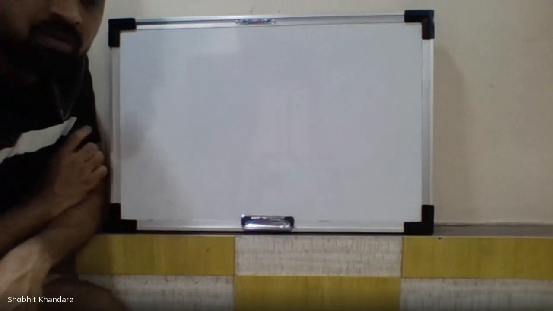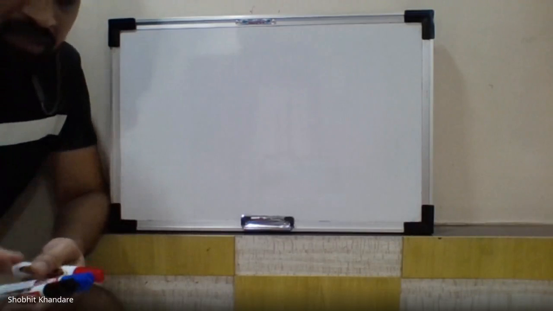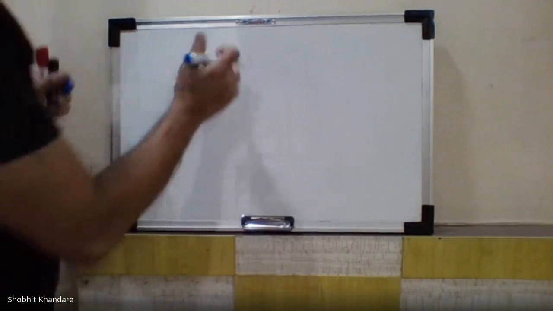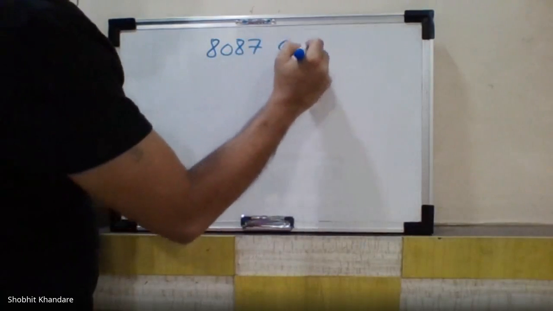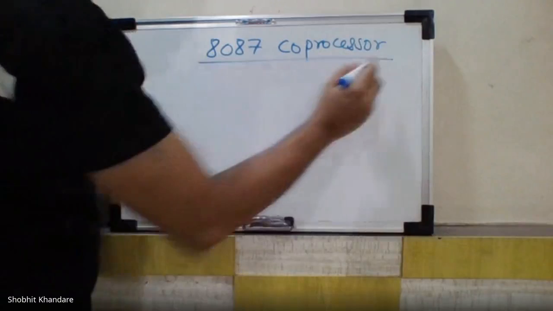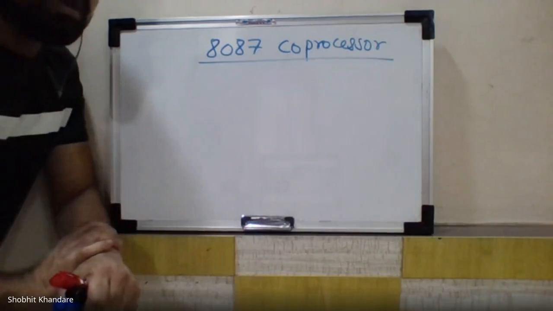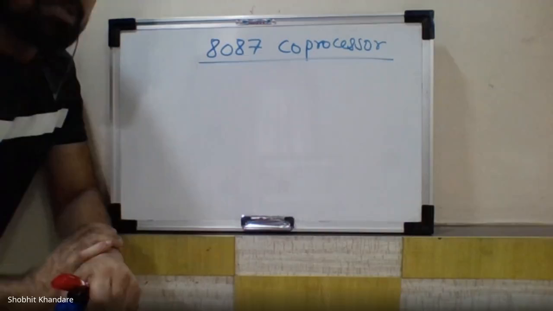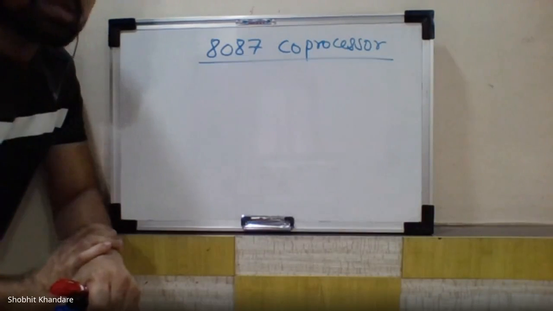Today we'll be talking about the Math Coprocessor, that is 8087. Now, what do you mean by coprocessor? This is a processor which will work along with the main processor, that is 8086. So when you talk about 8086 and its coprocessor, it is 8087.